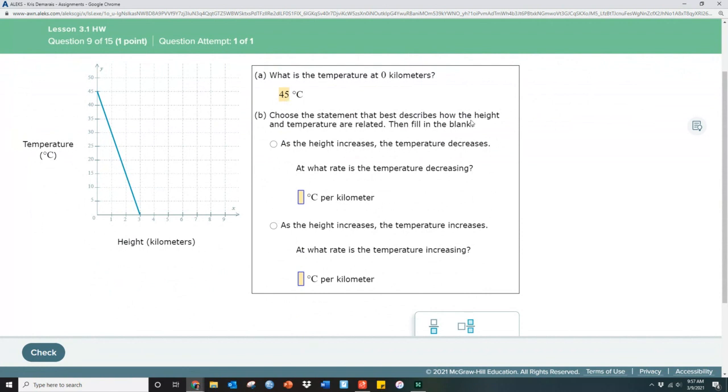Choose a statement that best describes how the height and the temperature are related. The higher you go on a mountain, or on any elevation, if you're in a plane or whatever, the temperature is falling. As the height increases, the temperature decreases. And it's decreasing by what? After 1 kilometer, it dropped from 45 to 30. So that's 15 degrees Celsius. It says the temperature decreases at a rate of 15 degrees Celsius per kilometer.